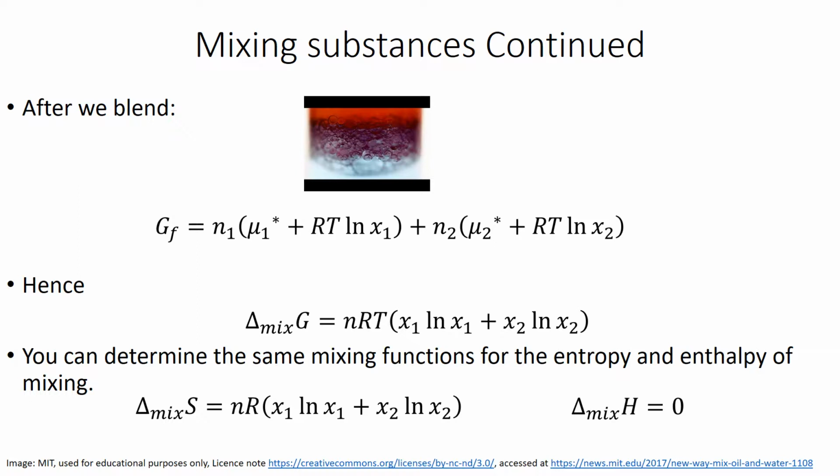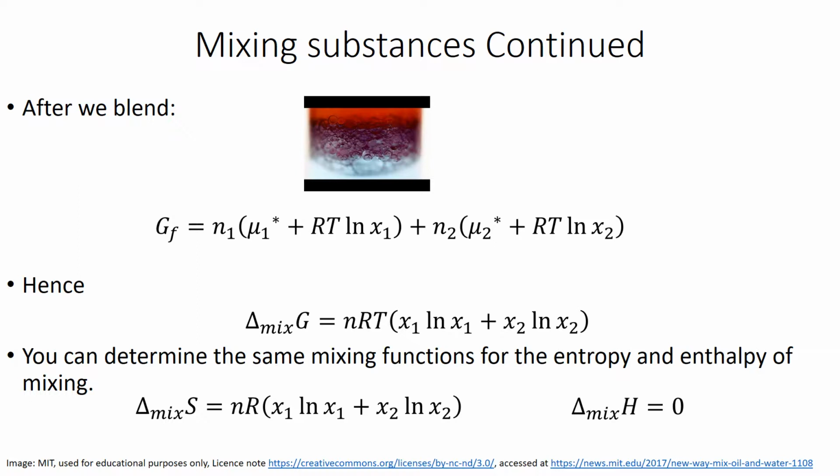But let's continue. So we've got ourselves a final Gibbs free energy and an initial Gibbs free energy. And what we'll do is take the difference and call this the Gibbs free energy of mixing, delta mix G. It's equal to nRT, where n is the total number of moles, that's n1 plus n2, times x1 ln x1 plus x2 ln x2, where x is the mole fraction.